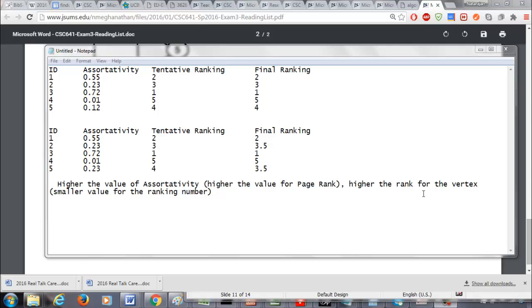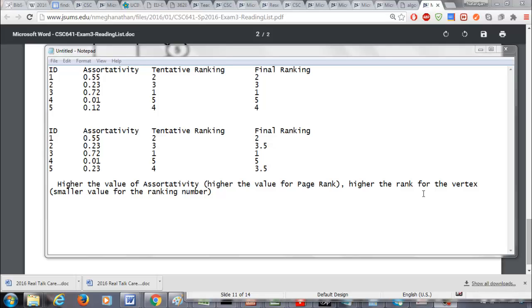Okay, I was grading your assignment 3, and many of you had this notion that smaller the value for the assortativity scores or the page rank or even the eigenvector centrality will assign higher the rank for the node. No, actually the ranking depends on the metric that you are looking at and what is the desirable range of values for the metrics.